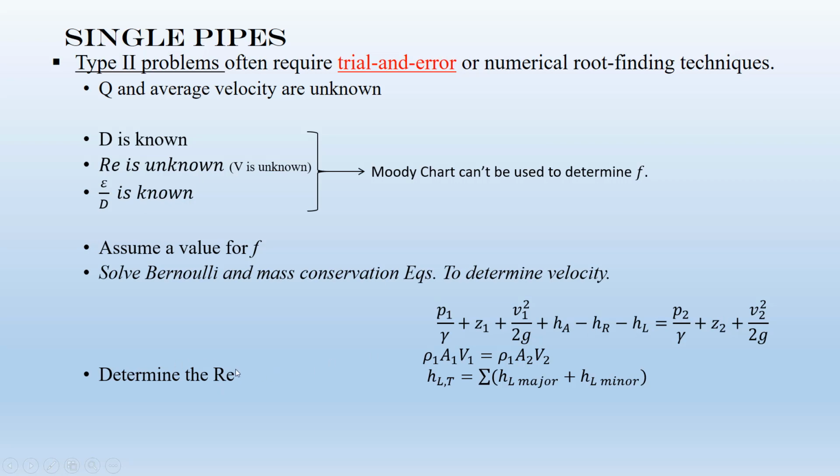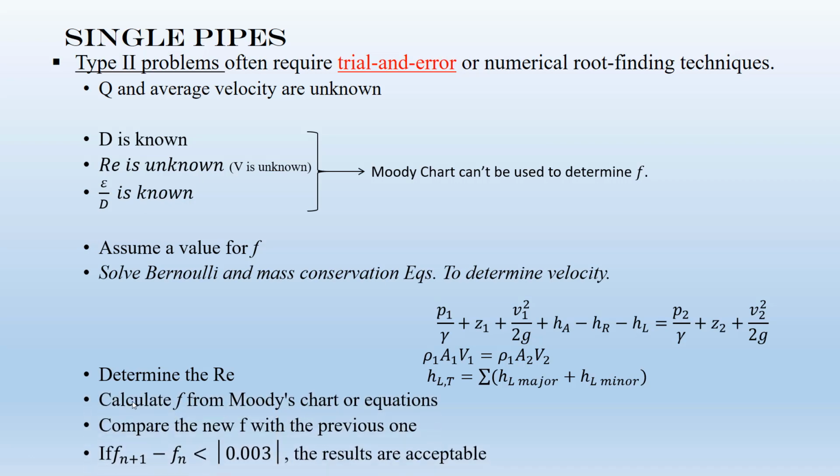Now you have the Reynolds number. You already know epsilon over d, the relative roughness. Now you can use the equations or Moody's diagram to calculate F. Now, what you need to do is check your initial assumption. Compare this new F with the initial value. If the difference between these two F is less than 0.003, you are good. Otherwise, you need to repeat this process.